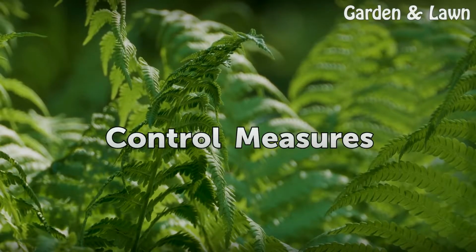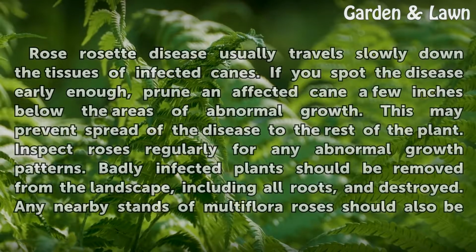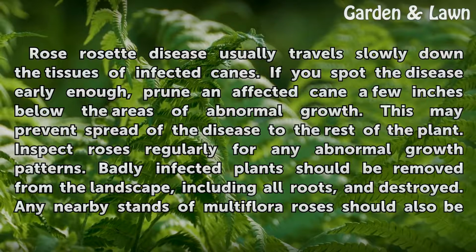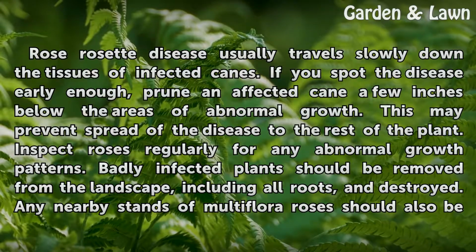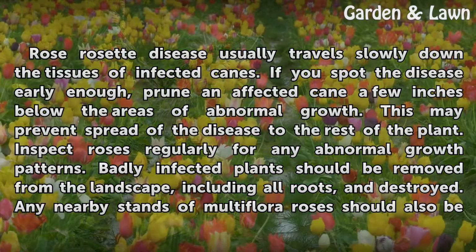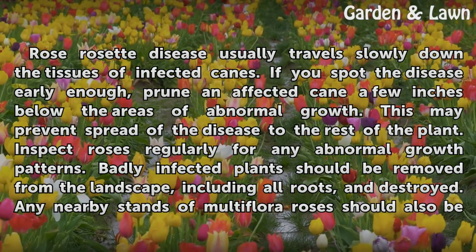Control measures. Rose Rosette disease usually travels slowly down the tissues of infected canes. If you spot the disease early enough, prune an affected cane a few inches below the areas of abnormal growth. This may prevent spread of the disease to the rest of the plant. Inspect roses regularly for any abnormal growth patterns.